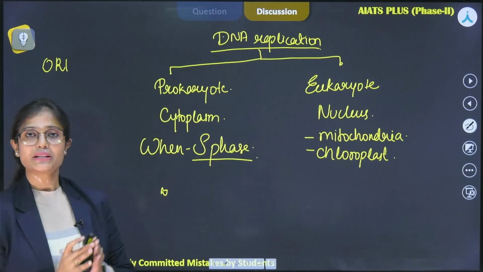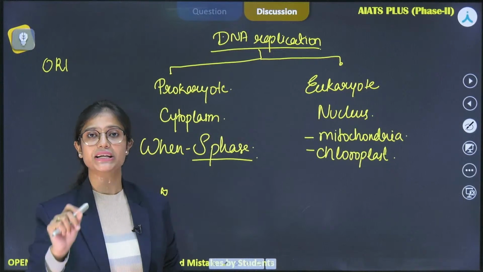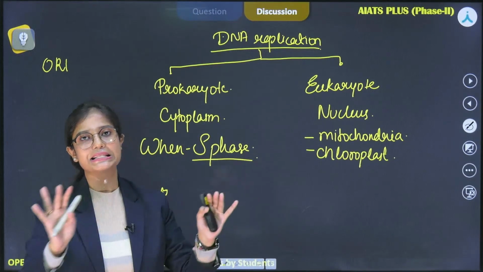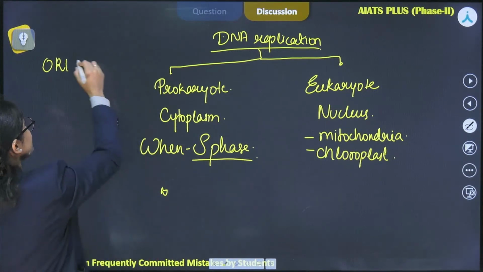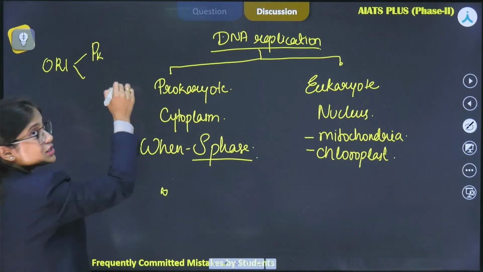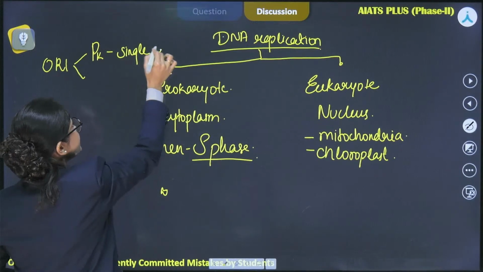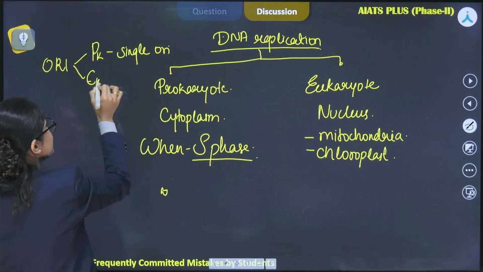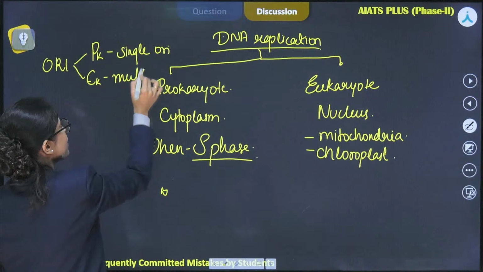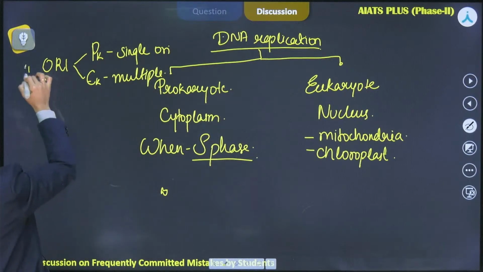Okay, now let's see the requirements. So the first requirement is ori. Ori is the origin of replication, from where the replication will initiate in the DNA strand. Right, so these are the specific locations which are recognized by the enzymes. If we talk about prokaryotes, in prokaryotes we have only a single ori. I am writing P and small k for prokaryote, where a single origin of replication is present. If we talk about eukaryotes, I am writing EK. Please don't get confused with that. Here, multiple origins of replication are present. Right, so the first requirement is origin of replication.